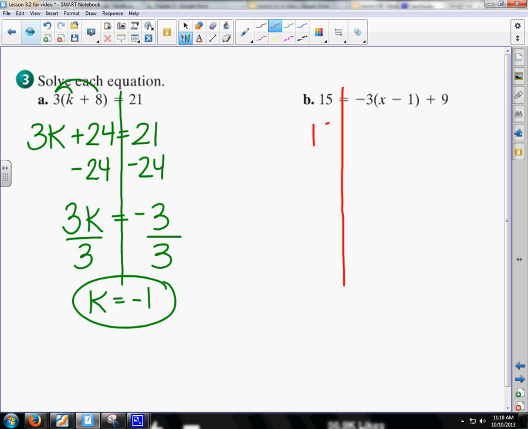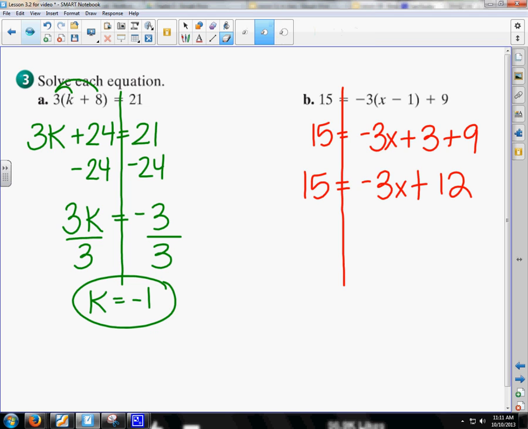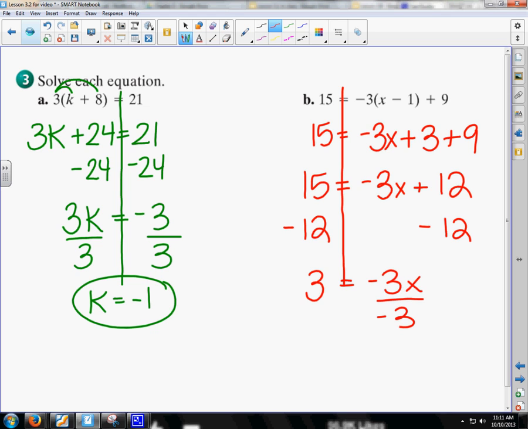Okay, so I have 15 equals negative 3x plus 3 plus 9. So then I need to rewrite that again and combine the 3 and the 9 to get 12. Plus 12. So then I'm going to minus 12 from both sides. So then I get 3 equals negative 3x, and then I divide by negative 3. So x equals negative 1.